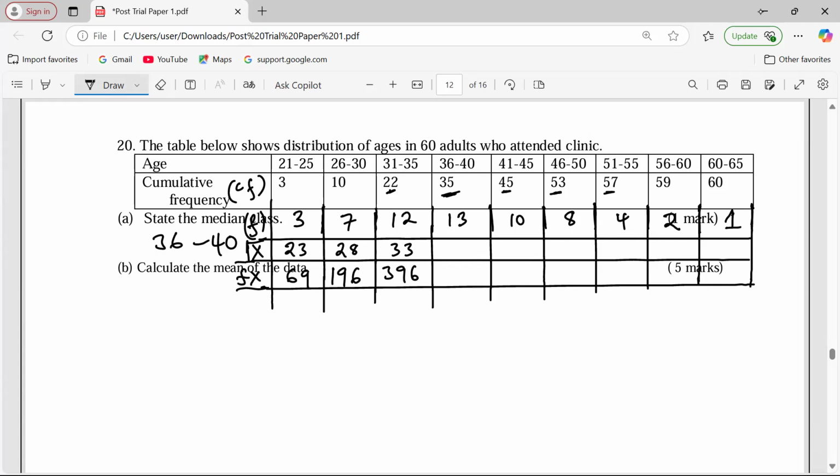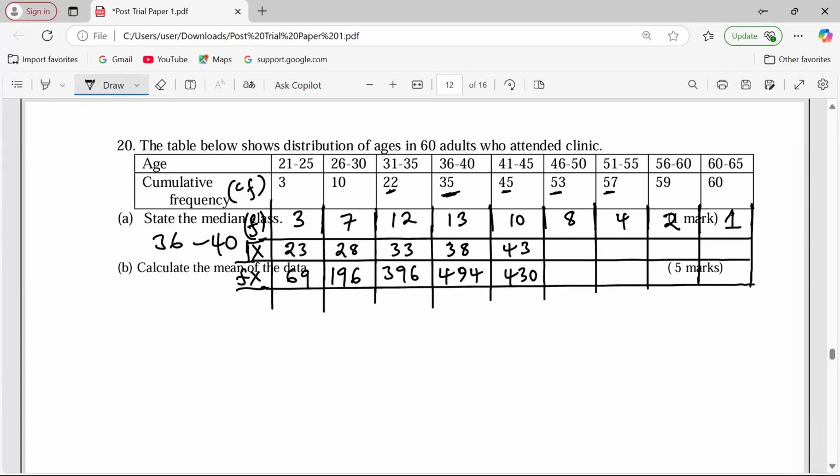Then the next midpoint should be from the limits of 36 and 40. 36 and 40 added. Then we divide by 2. We get 38 at the midpoint, multiplied by a frequency of 13. This gives 494. Then we have 41 plus 45. We divide by 2. The midpoint becomes 43. 43 should be multiplied by a frequency of 10 to give us 430. After that, we go to 46 plus 50.